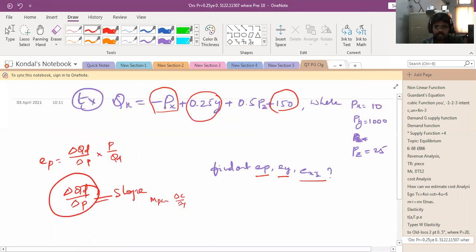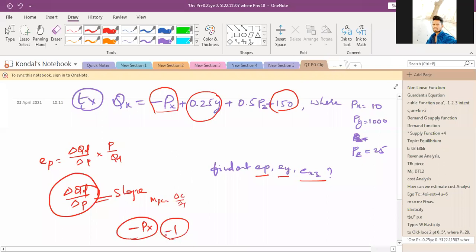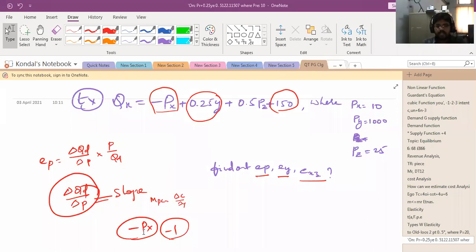Minus Px is the slope. When we write minus Px, what is the slope here? Minus 1. When there is nothing beside the P, we should assume that there is a 1. So this is the slope of the price.